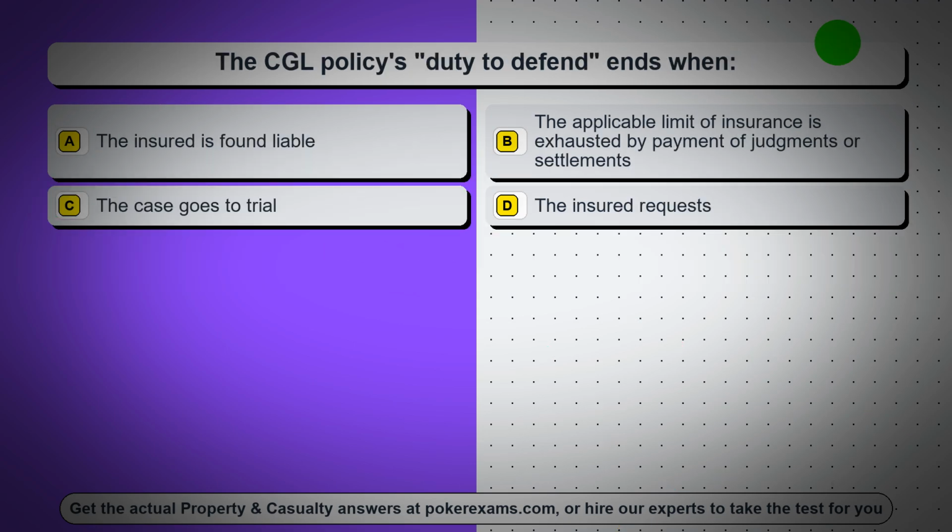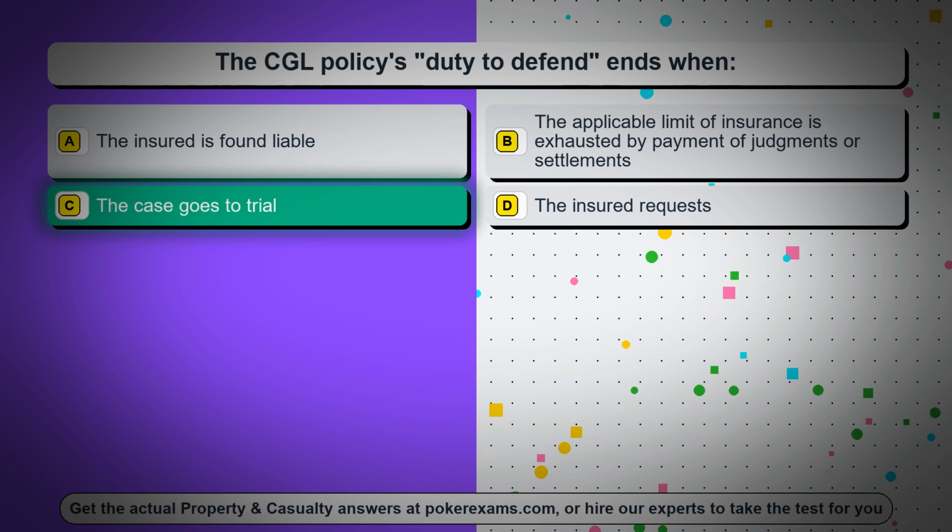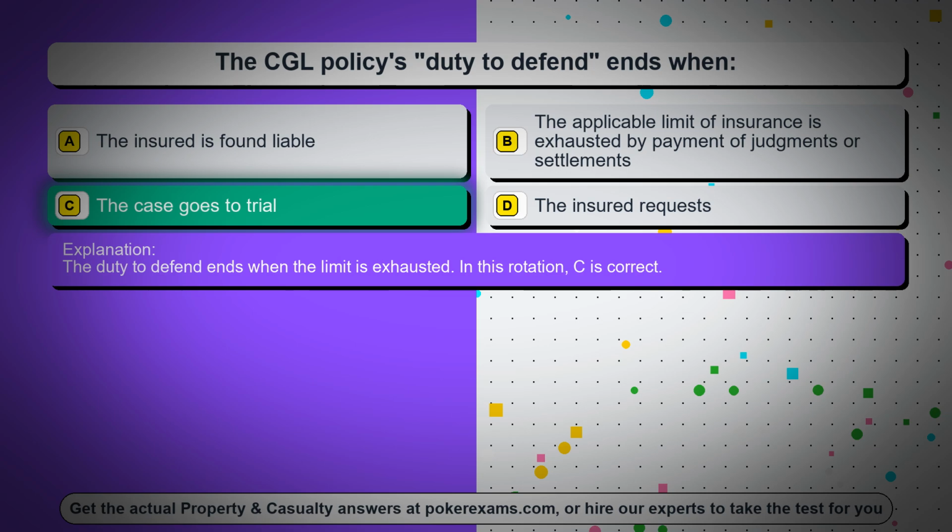Question 28. The CGL policy's duty to defend ends when: Option A, the insured is found liable. Option B, the applicable limit of insurance is exhausted by payment of judgments or settlements. Option C, the case goes to trial. Option D, the insured requests. The correct answer is option C, the case goes to trial. The duty to defend ends when the limit is exhausted. In this rotation, C is correct.